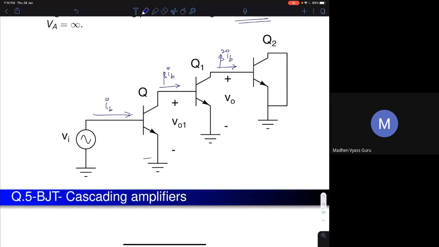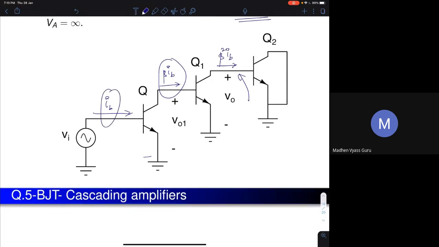Okay, so that's it. Now if you see the current flowing here, it will be beta square. Here it is beta times IB. At each node, the input resistance is R pi, R pi, R pi. Input resistance remains the same, but the current increases exponentially. So if this is Vi, this will be beta times Vi, this will be beta square times Vi. The voltage gain increases because there is a current gain itself.